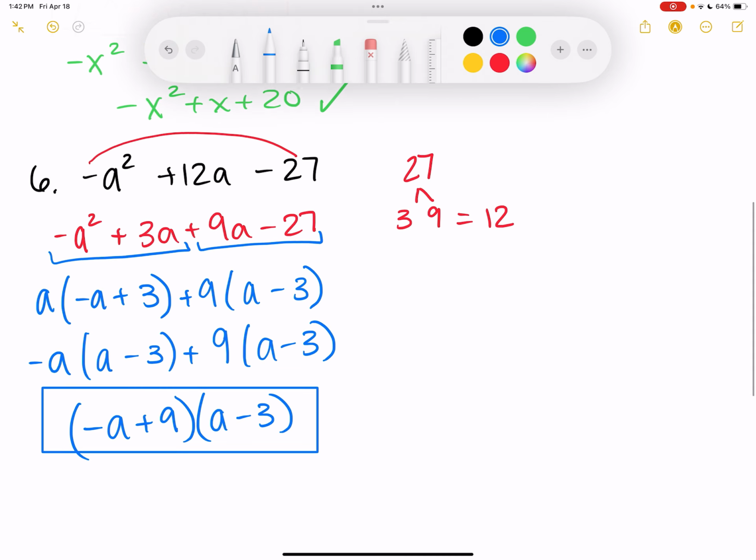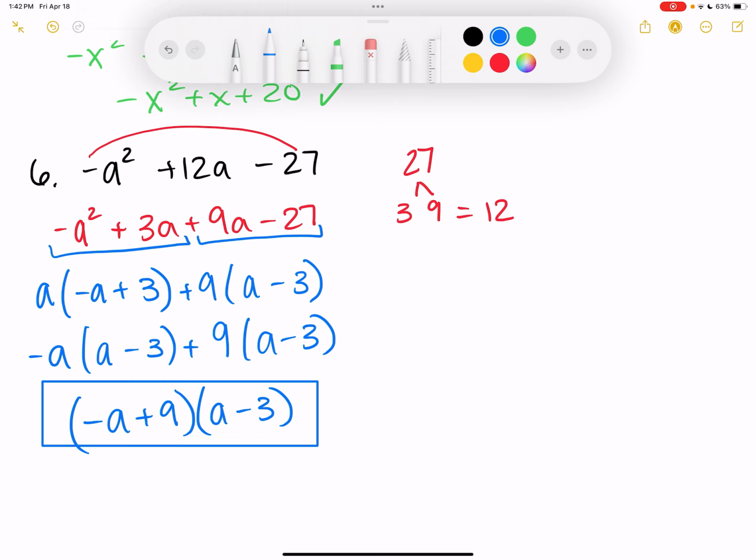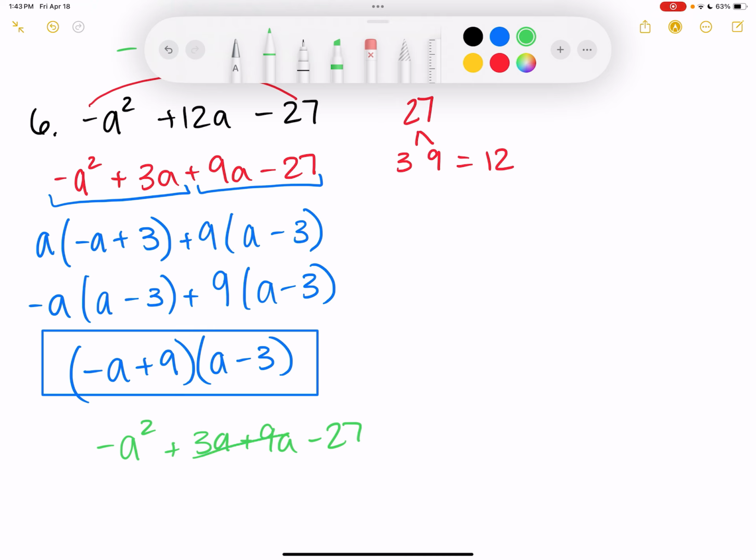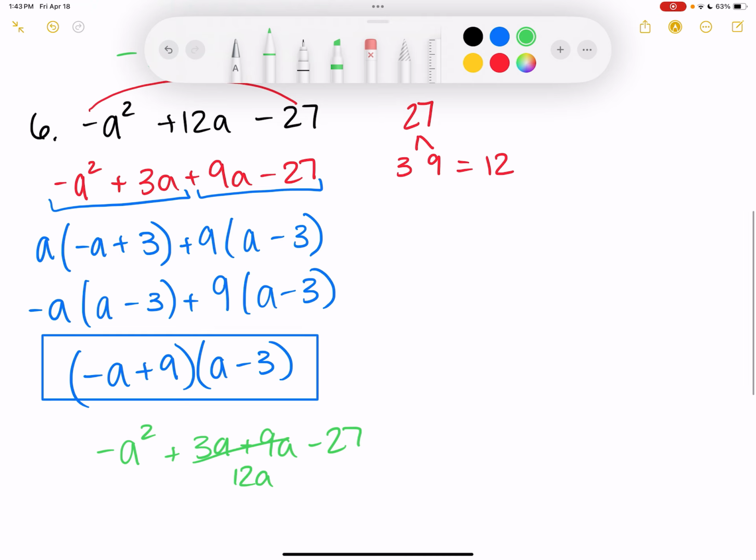So then to check it, since obviously I did something that was a little different, we'll go ahead and check this one. First terms gives me negative a squared. Outside terms give me a positive 3a. Inside terms gives me a positive 9a. And then last terms give me a negative 27. And so then that adds up to 12a. And that's what I started with, negative a squared plus 12a minus 27. So I know that that is correct.